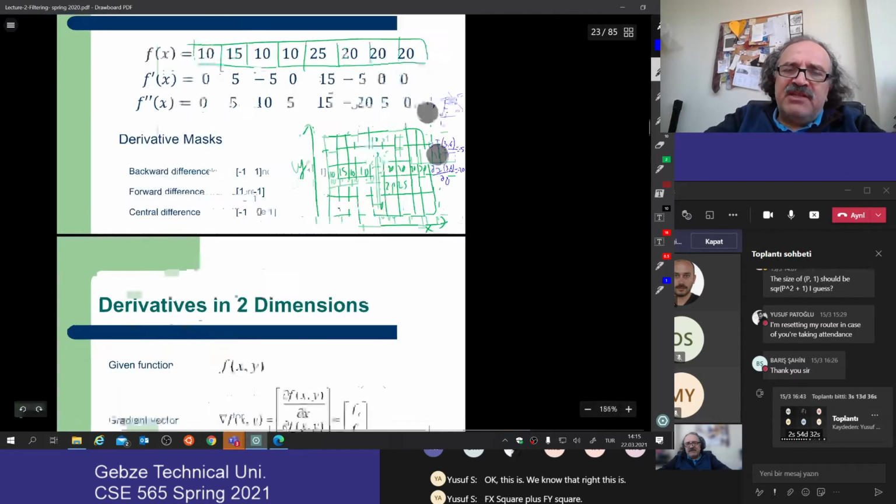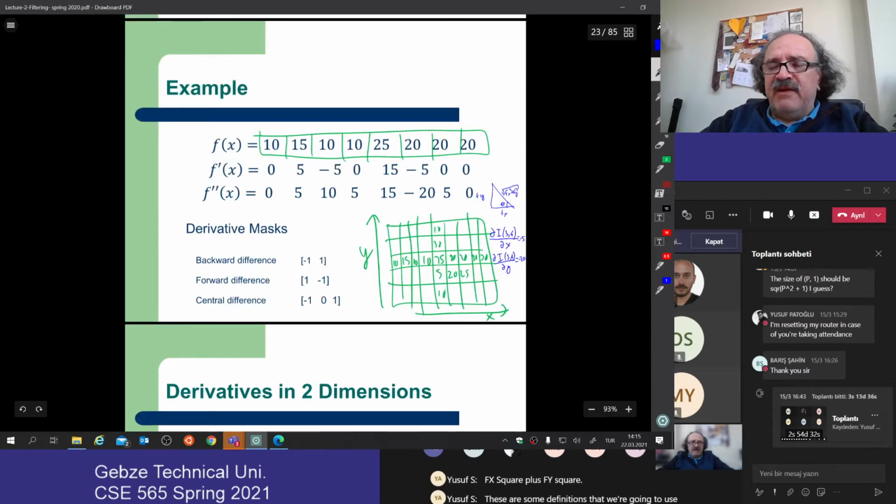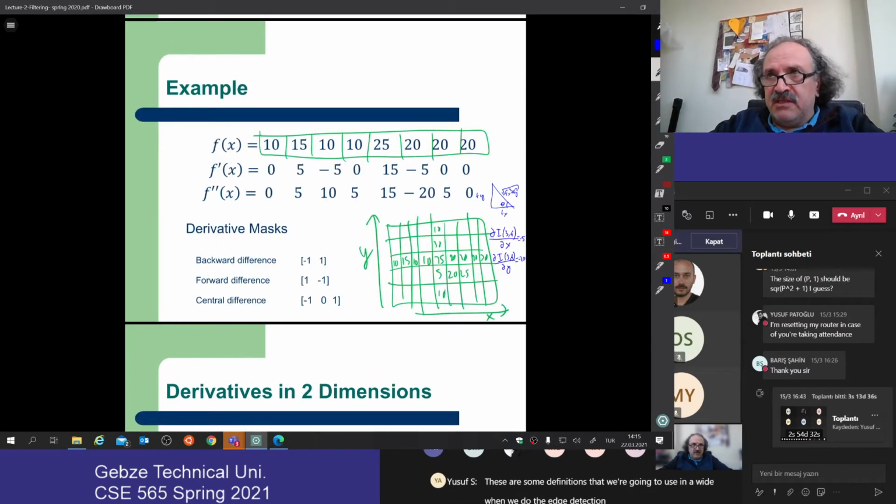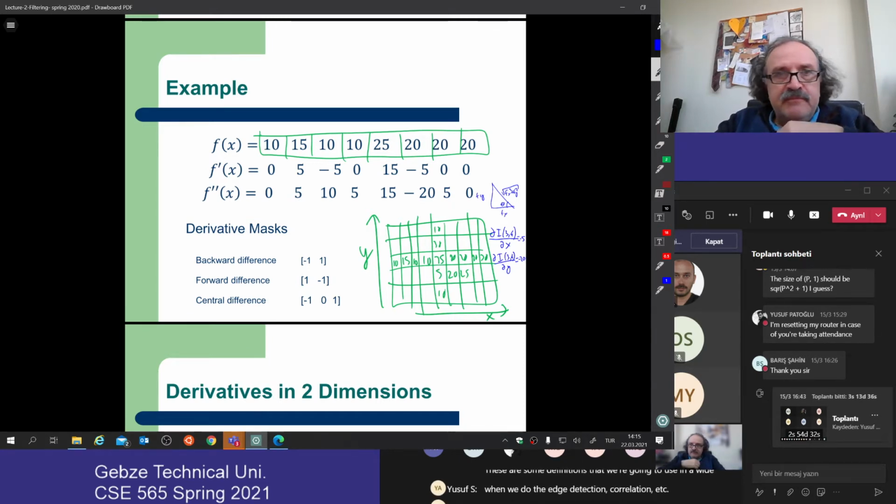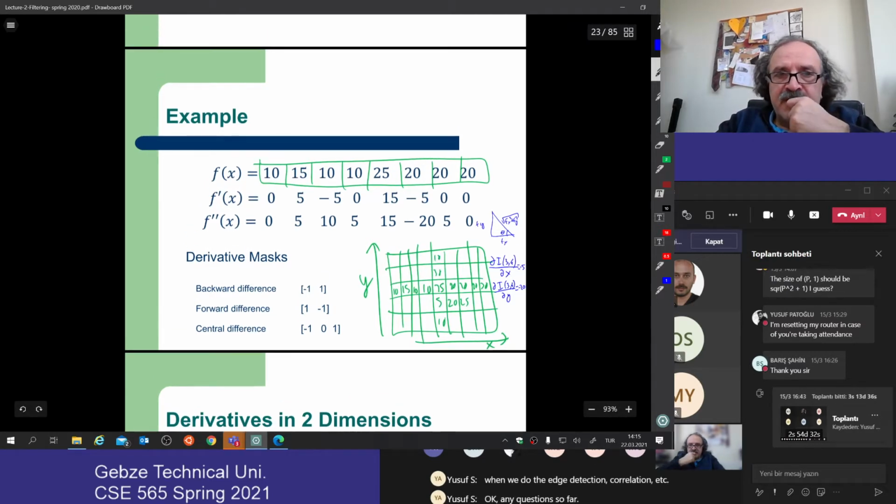These are some definitions that we are going to use in a while when we do the edge detection, corner detection, etc. Okay, any questions so far? Any questions?